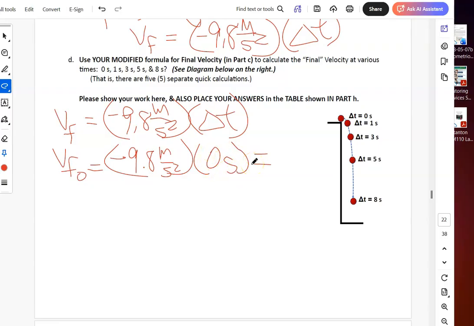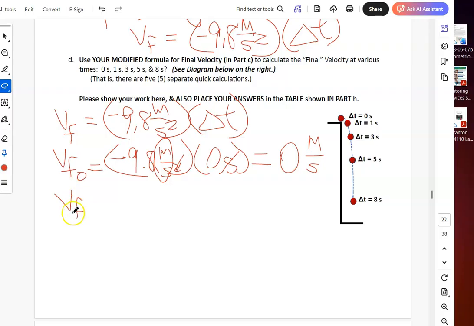Well, the seconds will cancel out one of the seconds in the denominator, and we'll be left with meters per second. But 0 times anything is going to be 0, and in this case, 0 meters per second. So that'll be our velocity at time 0, which makes sense. The ball has not started dropping yet, so the initial velocity and the final velocity at time 0 are the same. So that ball hasn't moved yet.